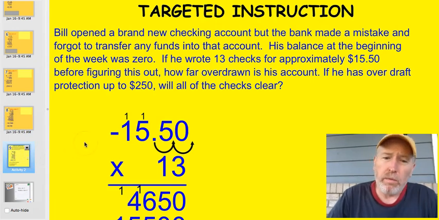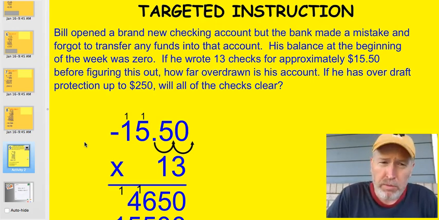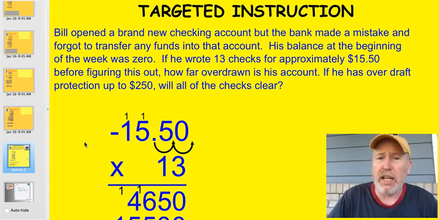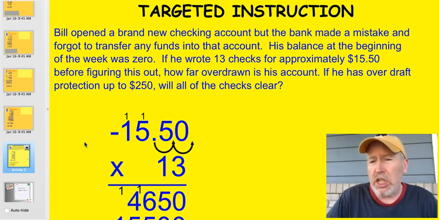Time for me to do a little work. One more word problem, like, how do these negative numbers work? Where do we use them? So I thought I'd start and end with a word problem today. Bill opens a brand new checking account at his bank, but the bank makes a mistake and forgets to put any funds into that account. So his balance at the beginning of the week is 0. Well, Bill thinks there's money in there, so he writes 13 checks for about $15.50 before he figures this out. How far overdrawn is his account? If he has overdraft protection up to $250, will all of his checks clear?